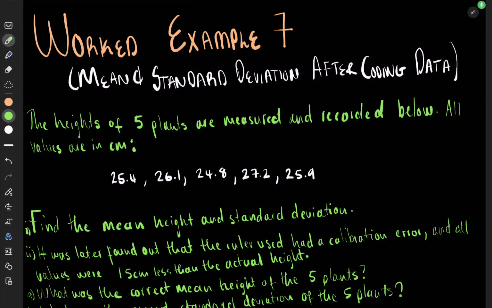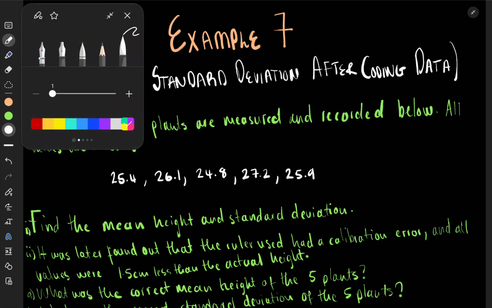Okay, let's go through this example. There's something we have to understand and learn from here, which you're going to use a lot. Let's go and understand. It says the heights of 5 plants are measured and recorded below. All values are in centimeters. So we have these heights of 5 plants.